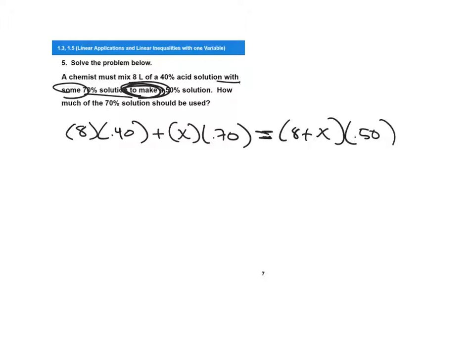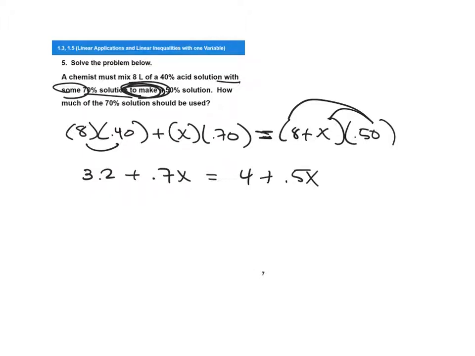So 8 liters that we know at 40%. Some number amount of liters we don't know at 70%. And that together will be a 50% solution. So we should get 3 2/10 plus 7/10 x, and then we're just going to distribute. So half of 8 is 4, and then 50% of x.